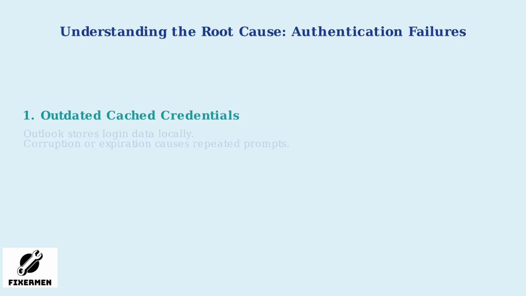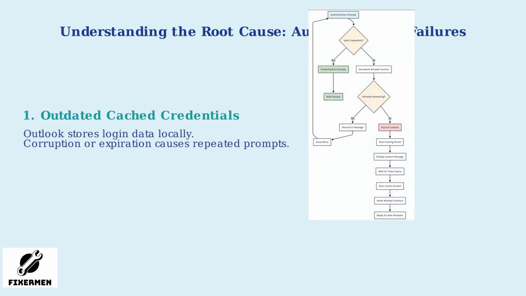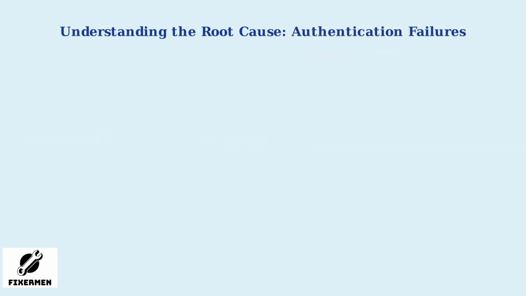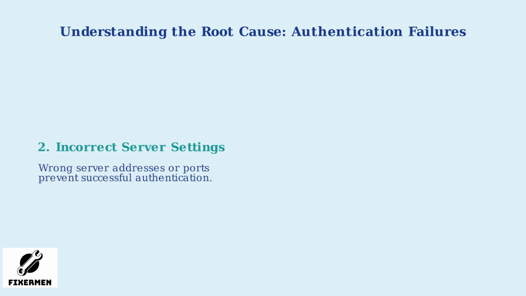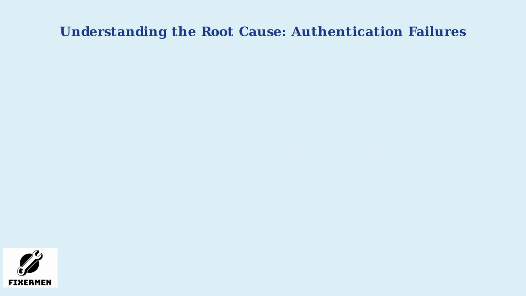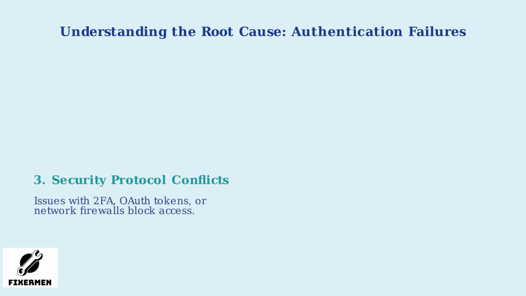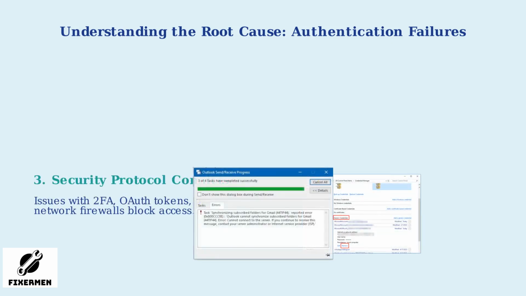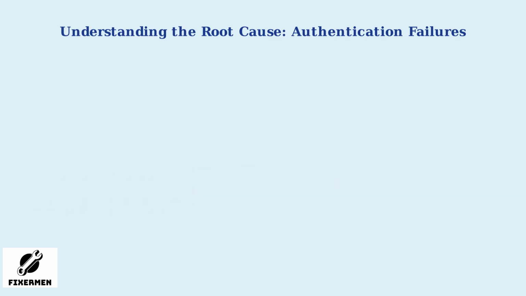First, outdated cached credentials cause issues when Outlook's stored login data becomes corrupted or expires, leading to repeated authentication attempts. Second, incorrect server settings, such as wrong addresses or ports, prevent Outlook from connecting properly to your email server. Third, conflicts with security protocols like two-factor authentication, OAuth tokens, or network firewalls can block the authentication process.